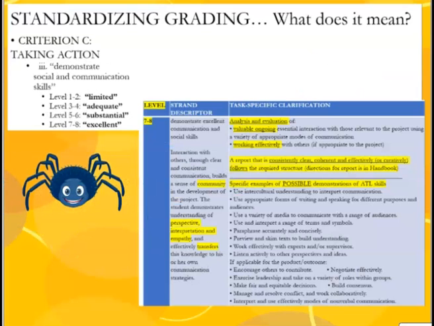The third strand of Criterion C addresses social and communication skills. Again, here we have on the screen a list of possible ways for students to provide evidence in order to meet the highest levels of achievement at a level 7 or 8.